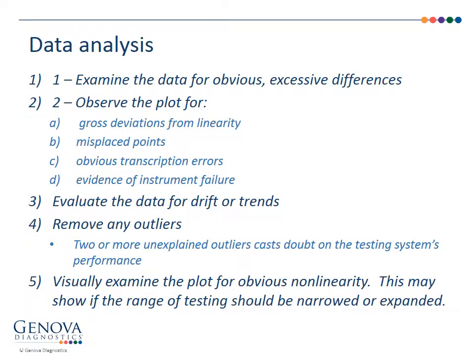When you're looking at your data, you want to look for obvious outliers, any sort of misplaced points, anything where something got typed in wrong. Look for drifts, look for trends. You can remove outliers. One or two outliers is okay. Any more than that, we need to start suspecting that there's something else going on. Let me show you some examples of when things did not look great.